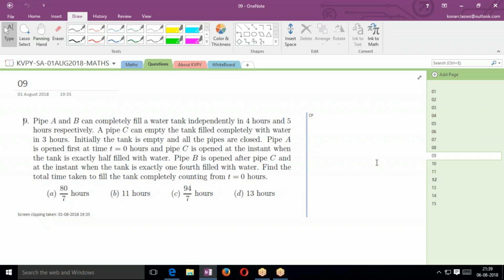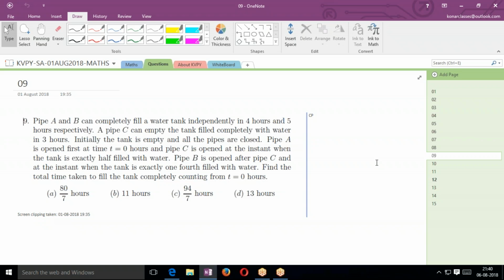Okay, so the question says that there are 3 pipes. Pipe A can independently, meaning suppose pipes B and C are not in operation, completely fill a water tank in 4 hours. Similarly, if only pipe B is running and pipes A and C are closed, then pipe B can completely fill the tank in 5 hours. Now think about a completely filled tank where only pipe C is operational. Pipe C's task is to release the filled water, and it can empty the completely filled tank in 3 hours. So this is the mechanism of the three pipes.